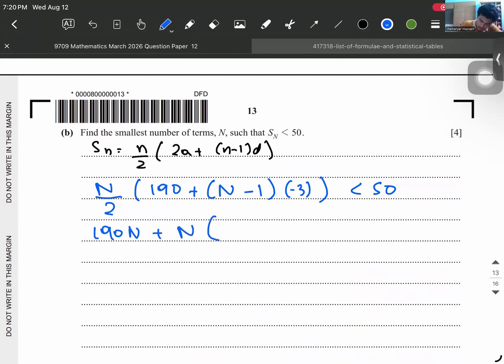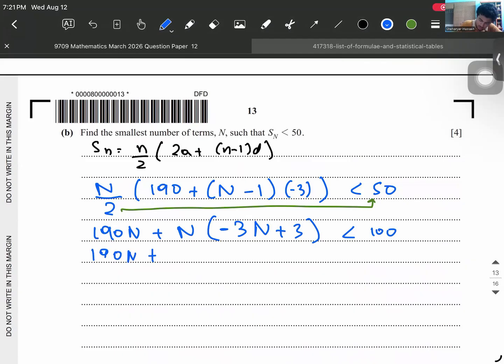So this then turns out to be 190n plus n into negative 3n plus 3, less than, basically this 2 shifts over here, this turns out to be 100. So negative 3n squared plus 190n less than 100. Shift everything to the right hand side. So this turns out to be 0 is greater than 3n squared minus 190n plus 100. My bad, sign changes: negative 190n, positive 100.